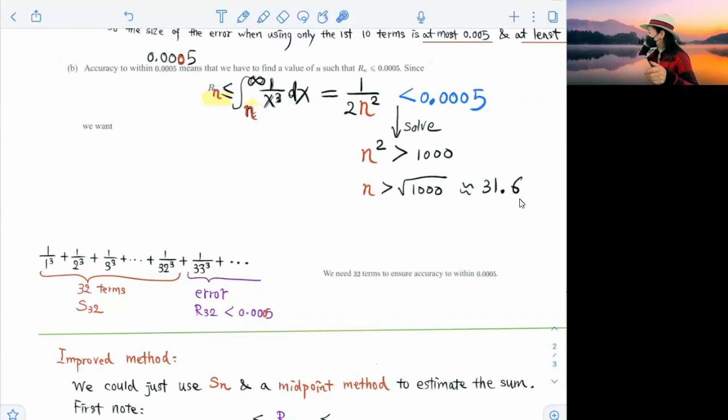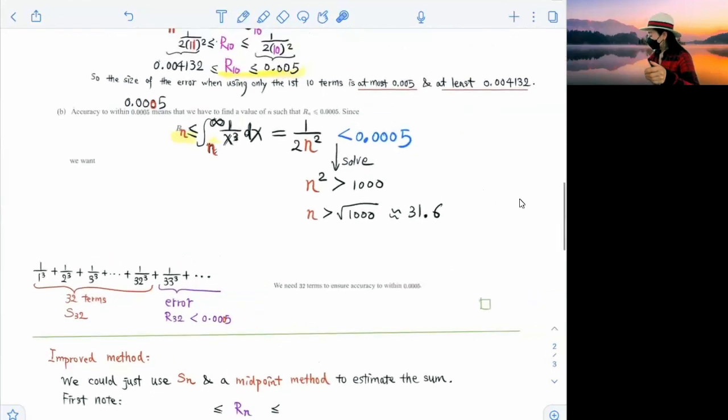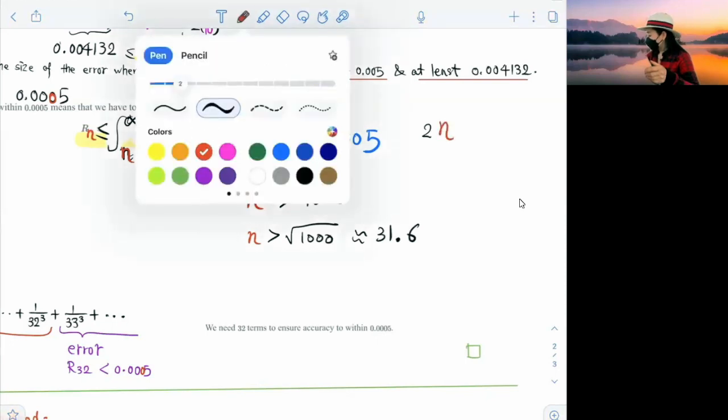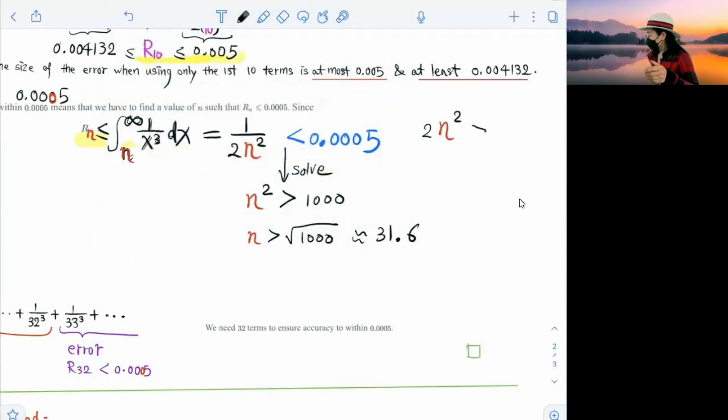You think you can do this kind of problem on the homework? Okay. How do you get 1000? Good question. Let's go back here. From this, we can take the reciprocal, right? If we take the reciprocal, then you get 2n squared. When you take the reciprocal, it reverses the inequality, so it's greater than 1 over 0.0005, right? Okay, and then divide both sides by, and then what is this?